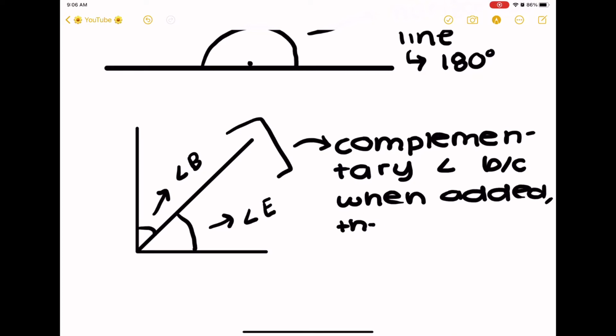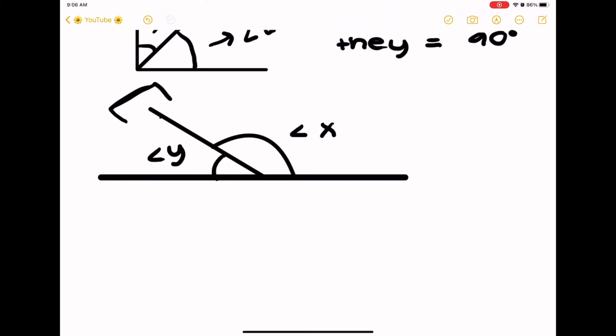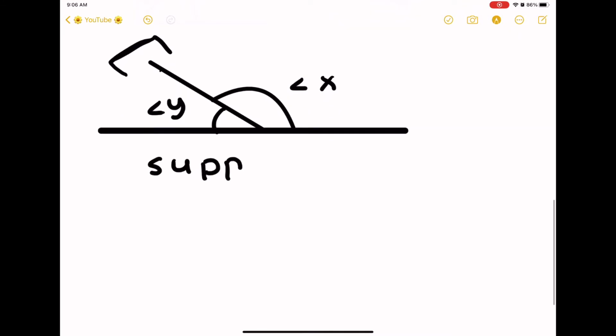And then supplementary angles are a bit different, but have the same kind of general concept. With supplementary angles, the two angles, let's say angle X and angle Y, instead of adding to 90 degrees, they add to 180 degrees. So this is what a supplementary angle is.